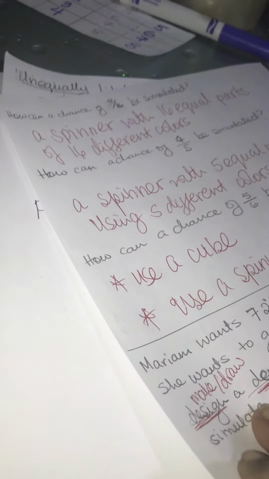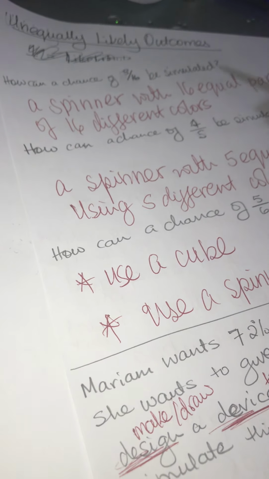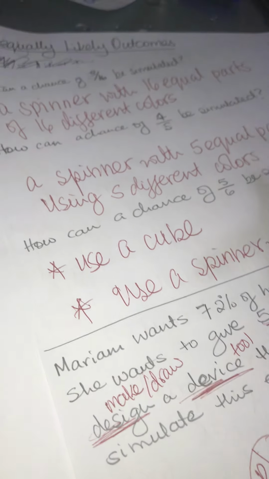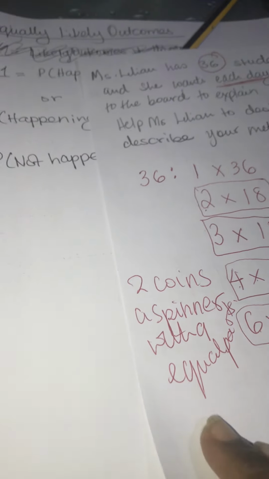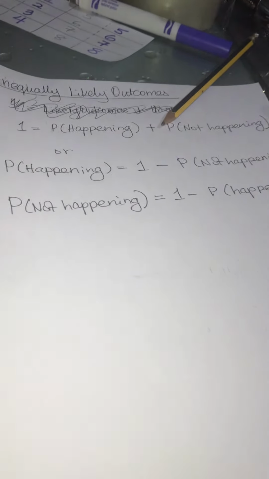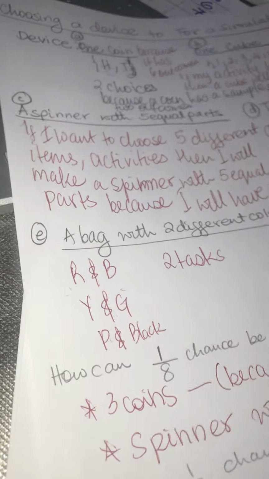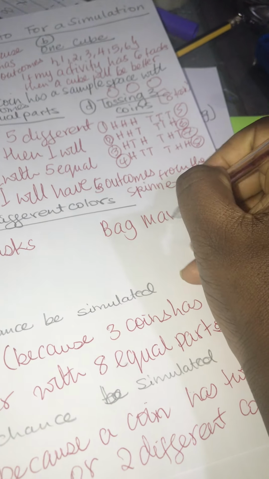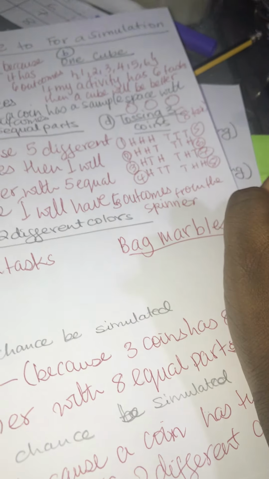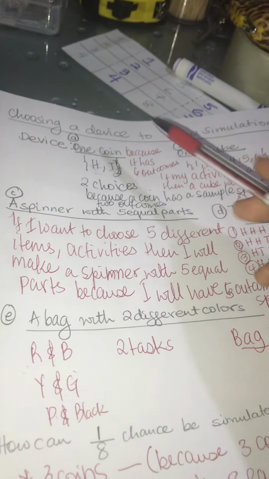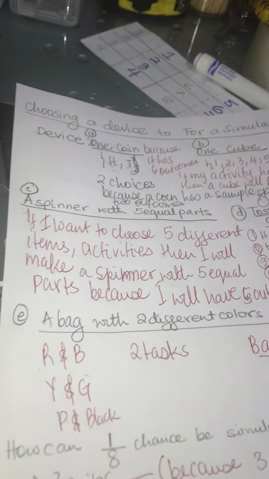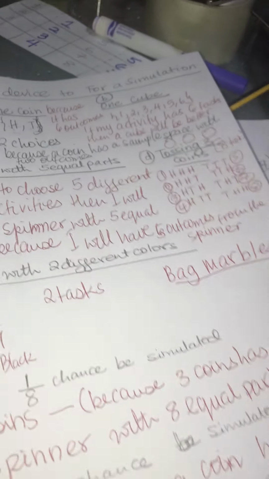You'll be asked to design. They'll give you a simulation. They'll give you an activity. They will tell you design a device. When they ask you to design a device, then you know the ones we did: a coin, a spinner, a cube, a bag of marbles. Yes, you can use a bag of marbles with different colors. So devices: a spinner, a coin, 2 coins, 3 coins, 4 coins, depending on the outcomes. Okay?